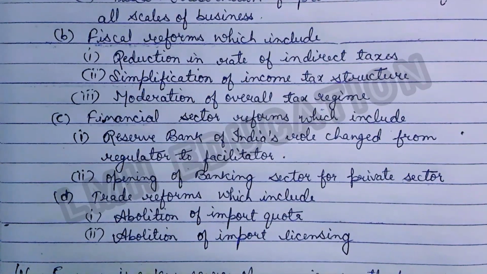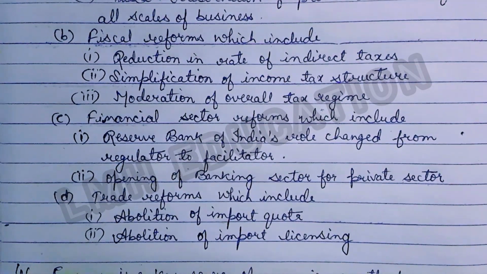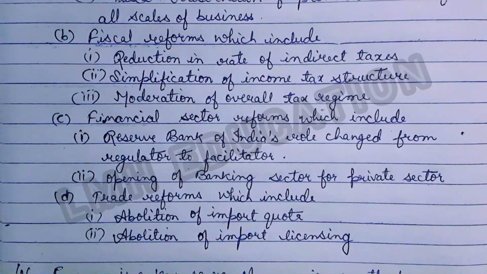Now the B part is fiscal reforms, which include reduction in rate of indirect taxes, simplification of income tax structure, and the third one is moderation of overall tax regime. Then C is financial sector reforms, which include: the first one is Reserve Bank of India's role changed from regulator to facilitator, and the second one is opening of banking sector for private sector. Next, the D number is trade reforms, which include abolition of import quota and abolition of import licensing.